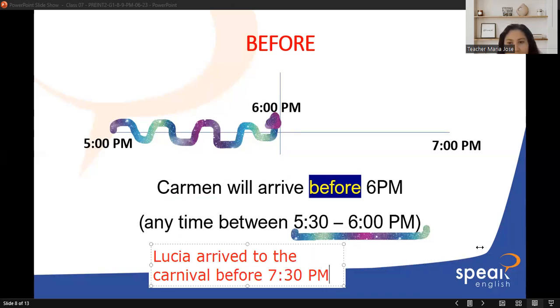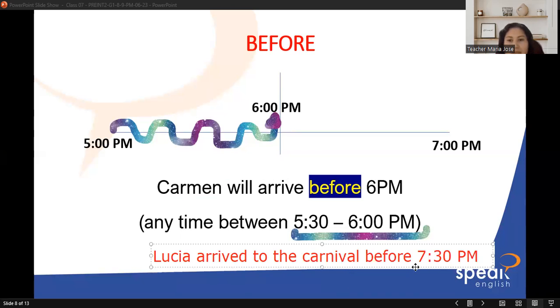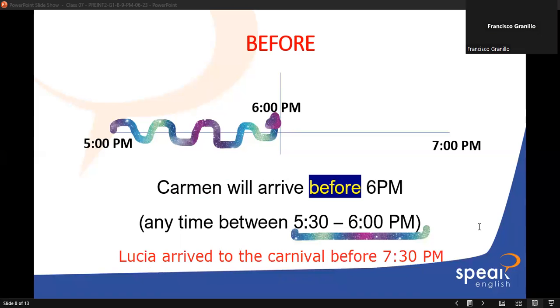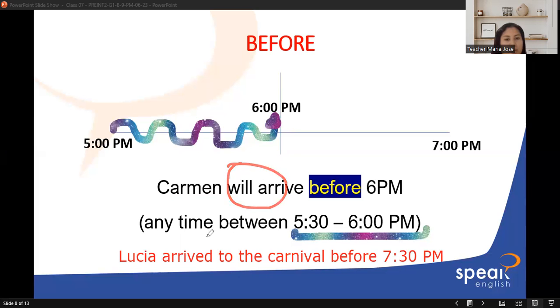Okay, can you help me with this example, Francisco? Lucia arrived to the carnival before 7:30 p.m. Okay, so again, you can talk about the future, or maybe you can talk about the past. It doesn't matter. But still, if you are talking about a time before one specific time, use this time expression, okay?